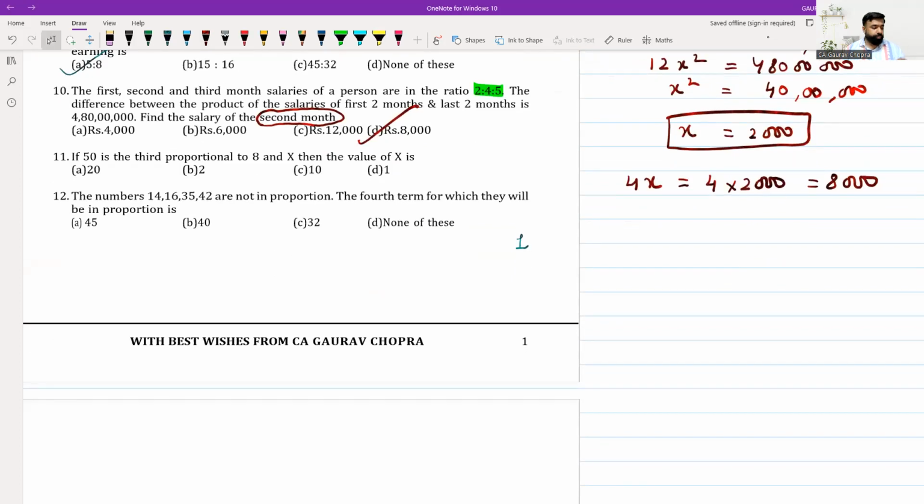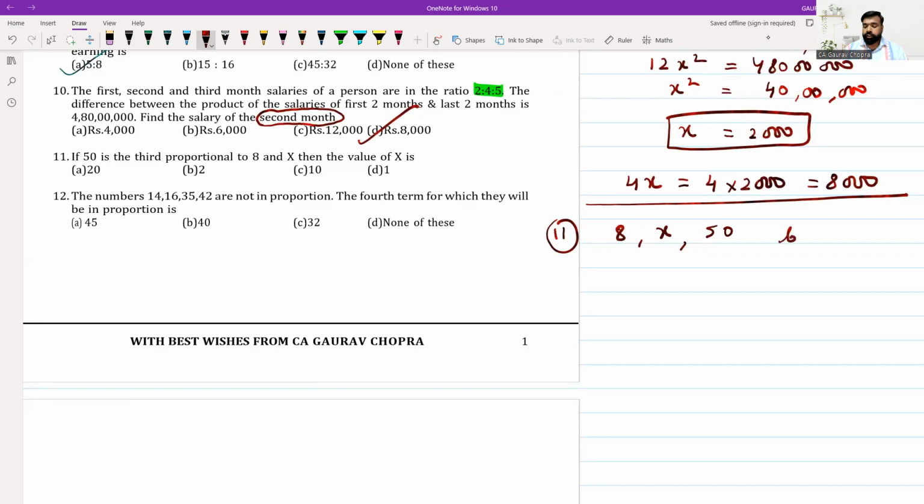Now the 11th one. If 50 is the third proportional to 8 and x, then find the value of x. So it is the third proportional. Whenever we are talking about third proportional, what is the formula? So let us understand 8, x and 50. 50 is the third proportional to 8 and x.